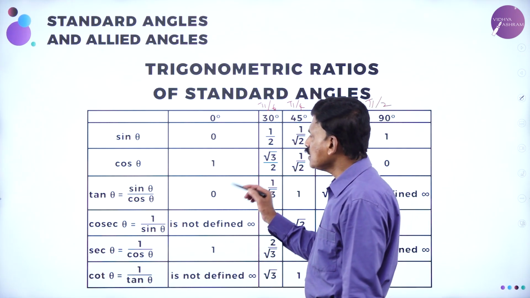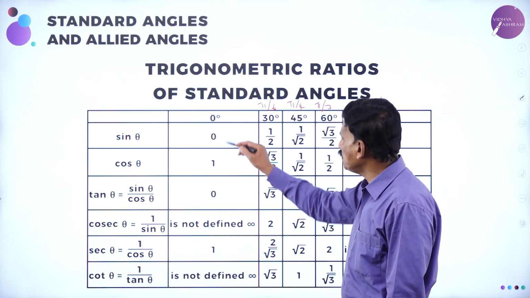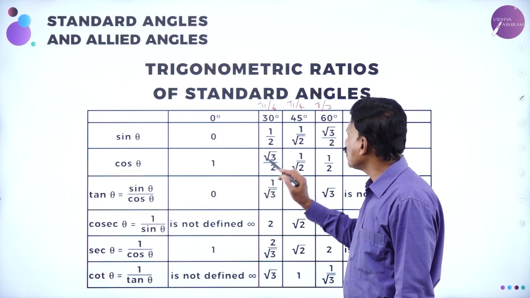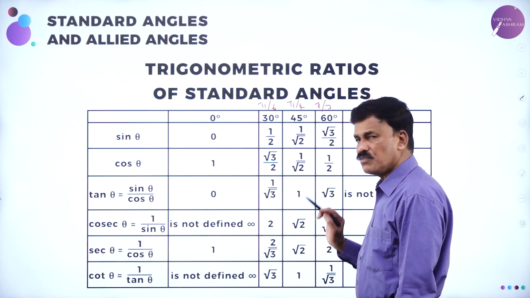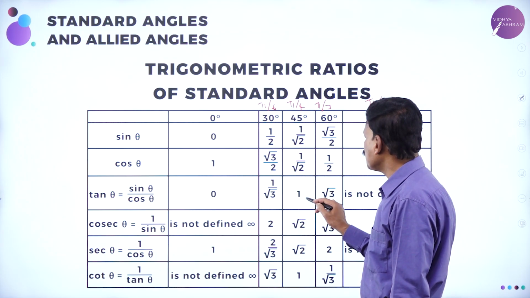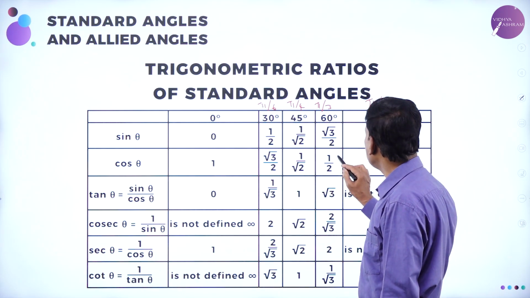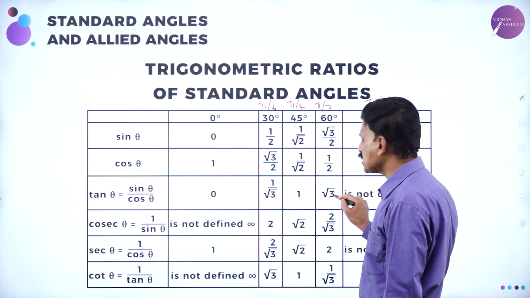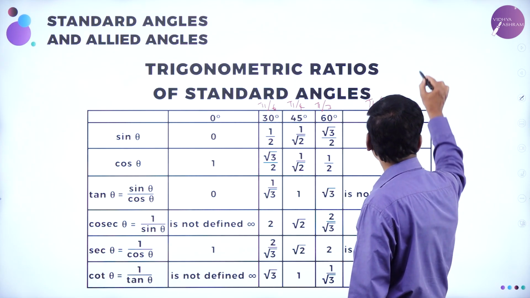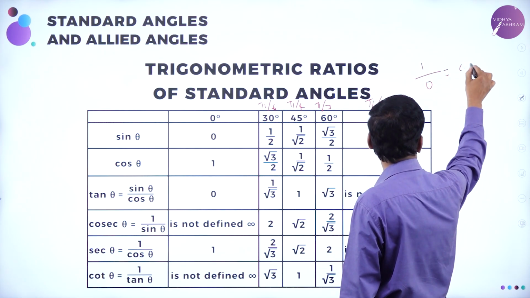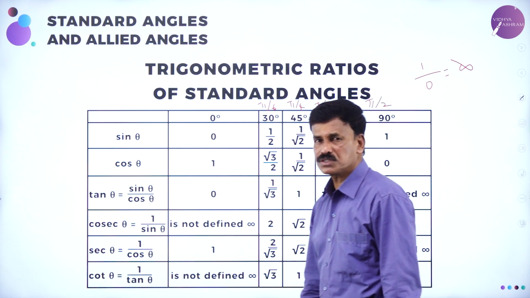Tan is nothing but sin by cos. If you divide, 0 by 1 is equal to 0. Then the 2 gets cancelled, giving 1 by root 3. 1 by root 2 divided by 1 by root 2, it gets cancelled, giving 1. Root 3 by 2 divided by 1 by 2, the 2 and 2 get cancelled, root 3 by 1 is root 3. And 1 by 0, you know, is infinity, not defined.